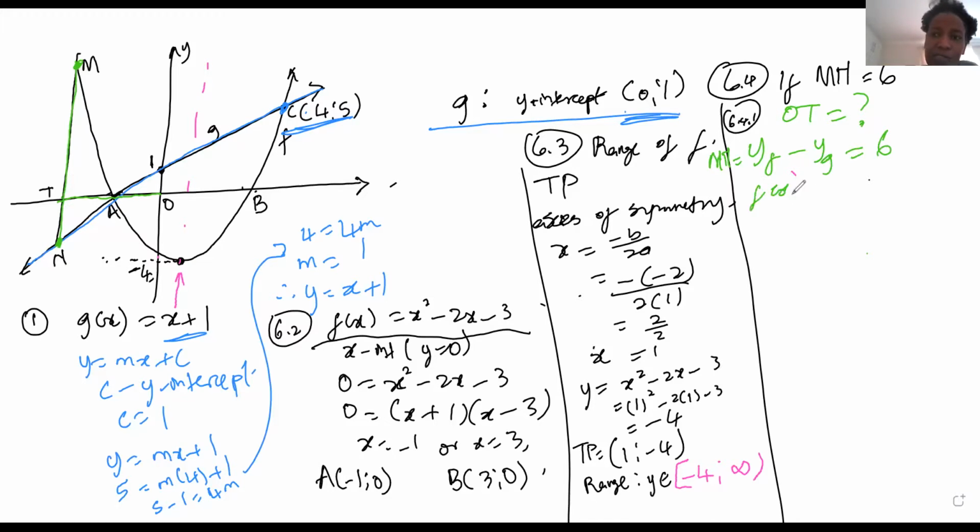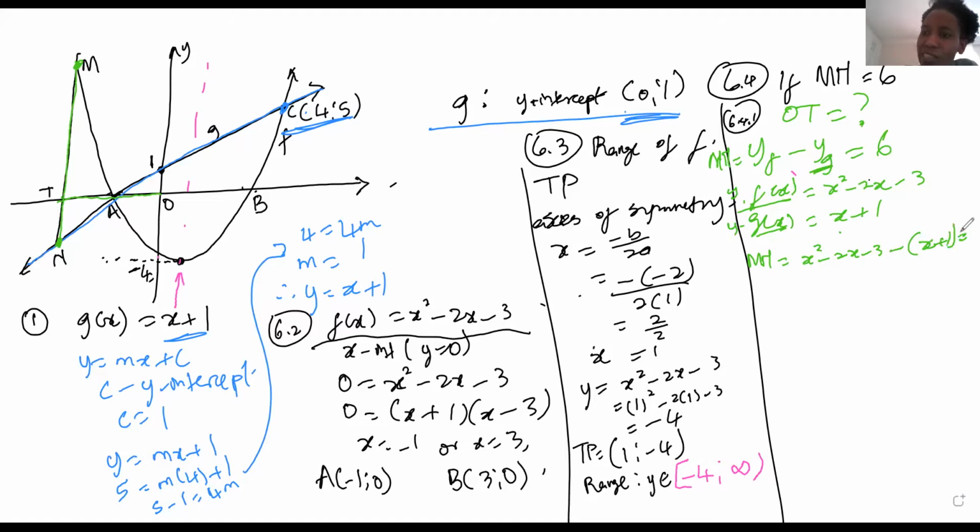We know that f(x) is equal to x squared minus 2x minus 3, and g(x) is x plus 1. So that means your MN is going to be equal to, remember, f at x is the same as y, and g at x is the same as y here. Because we don't know the exact values, we use the equation as the y values. So x squared minus 2x minus 3 minus the y of g, which is x plus 1.